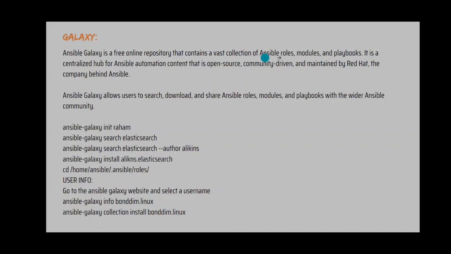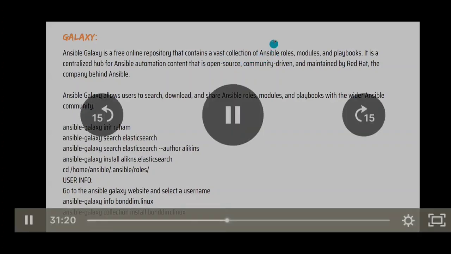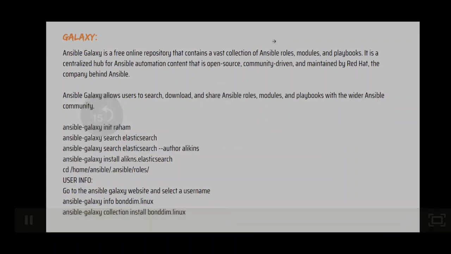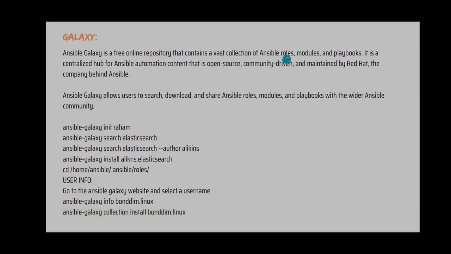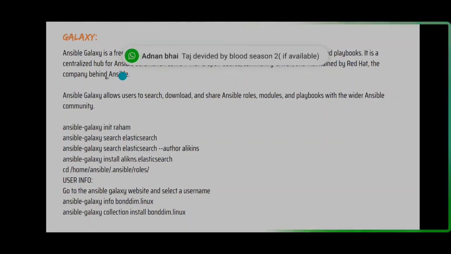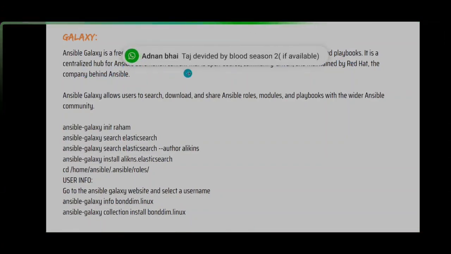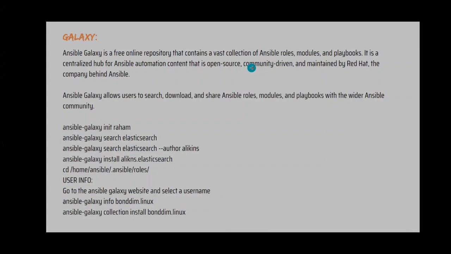Here we can have a vast collection. Remember, there is a concept actually. What is the meaning of vast? Big actually. So here we can have a large collection of Ansible roles. We can collect your roles, modules, playbooks, like we can do anything. It is a centralized hub for Ansible automation content and open source community driven, maintained by Red Hat. That means, for example, I like Ansible. I write some roles that can be useful for all the people.